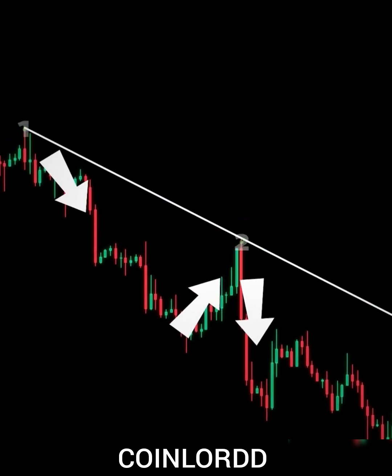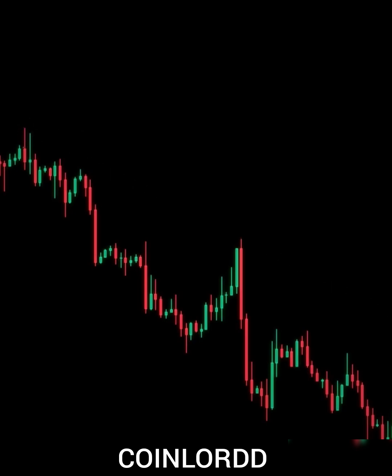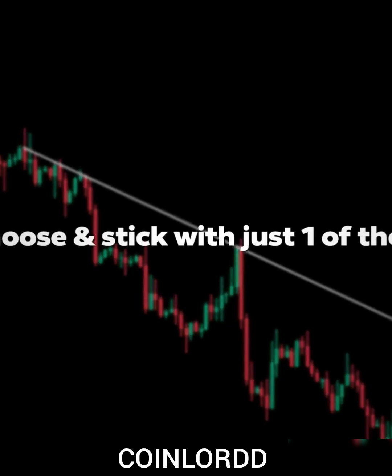Now, typically, you'll draw the trend line by using the wicks, as these often work best. However, the candle body can work as well in some cases, but try to just stick with one of the two and be consistent. Don't switch it up to fit your bias.